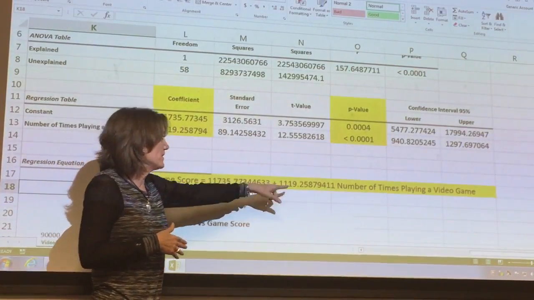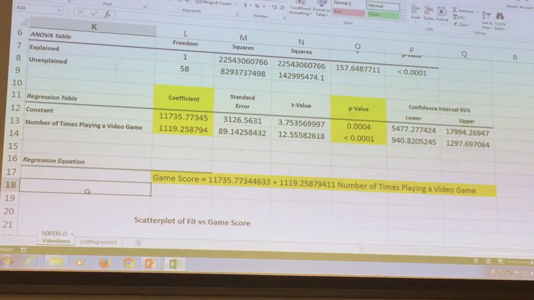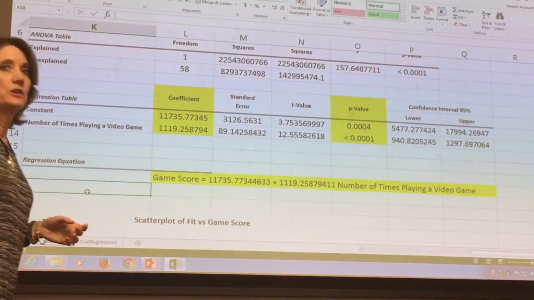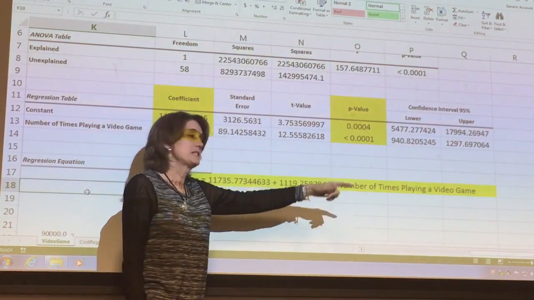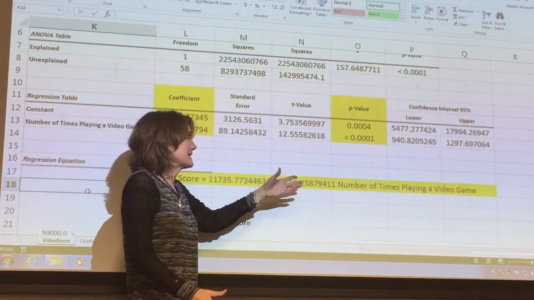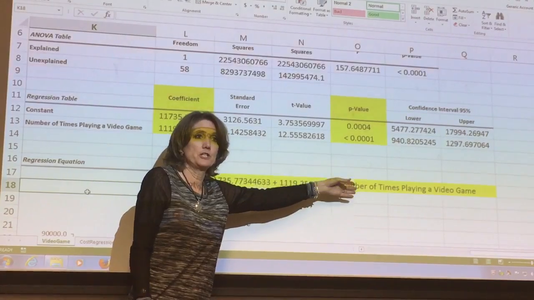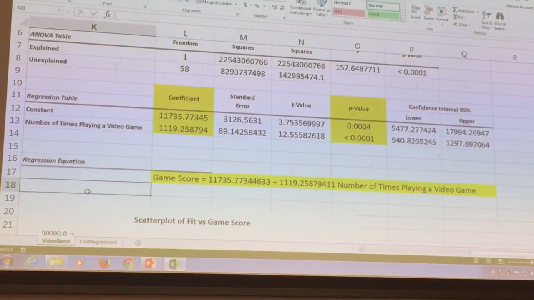On the other hand, what does the 1119 tell us? What does that number say? For every unit increase in the number of times playing a video game, the Y increases by 1119. Yes, you expect for each additional time you play this video game that your score would go up 1119, or on average would go up 1119. We know it's not an exact thing, but that's our expectation, that for each additional time we play the game our score would go up 1119. You need to be able to interpret those values within the context of your problem. They need to make sense like that to you.